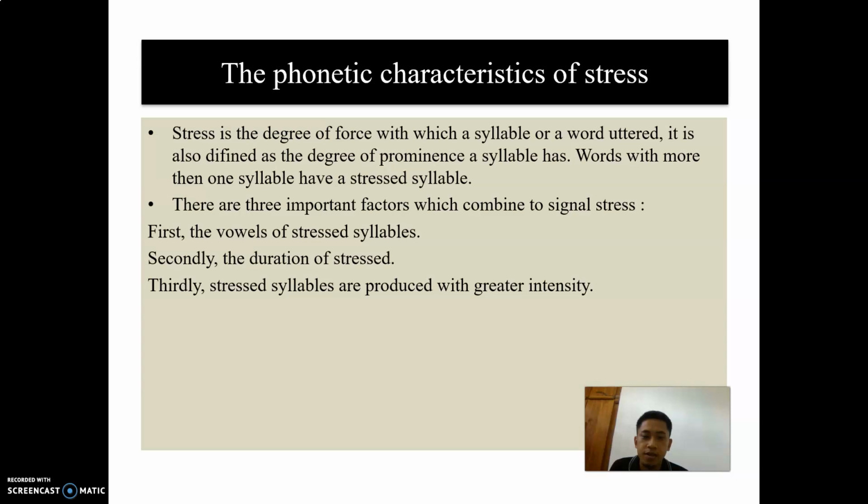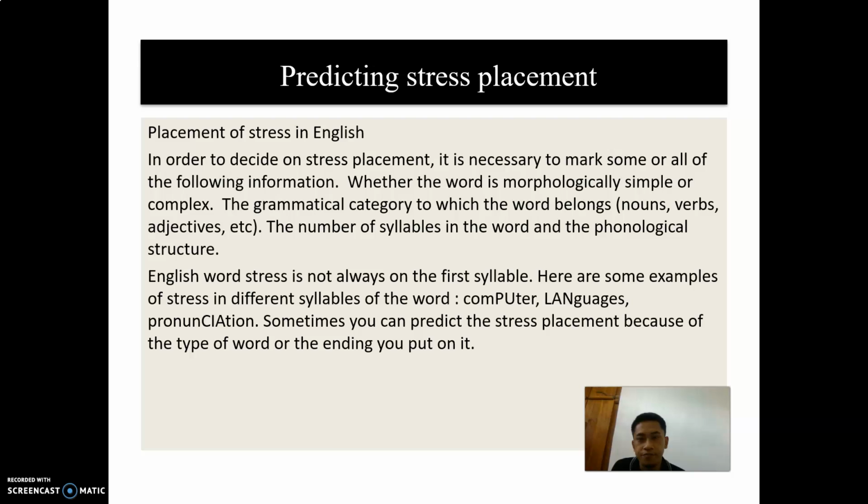There are three important factors which combine to signal stress. First, the vowel of a stressed syllable. The vowel of a stressed syllable is produced with higher fundamental frequency. That is, the vocal cords vibrate more quickly, and this is heard as higher pitch. Secondly, the duration of a stressed syllable. The duration of a stressed syllable is greater and it is perceived as longer. Thirdly, stressed syllables are produced with greater intensity and are thus heard as louder than adjacent unstressed syllables.